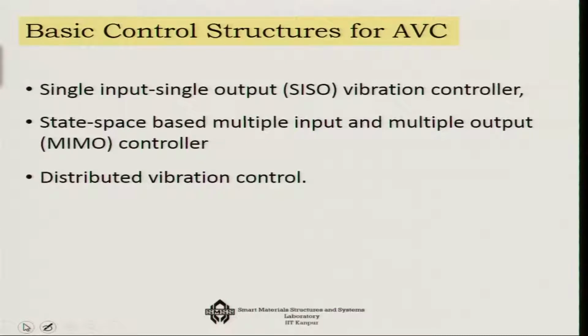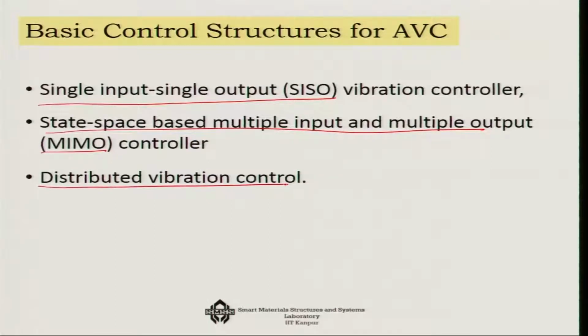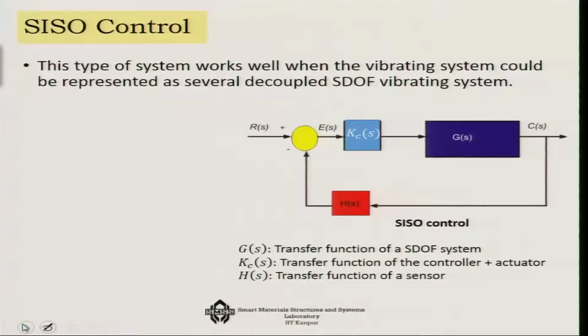The basic control structures that are used for AVC are single input, single output, which we also call the SISO system; a state space based multiple input, multiple output controller, which we also call the MIMO controller; and finally, distributed vibration control. So, there are three different control strategies that we can use in terms of controlling the vibration. Now, first let us talk about single input single output control, or SISO control.